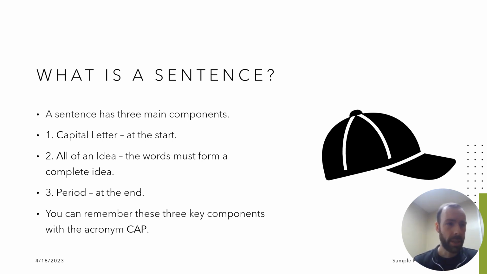The third and final thing we want to do is we want to put a period at the end of our sentence. This is just a piece of punctuation. It's a dot, and it comes at the end of our sentence to show us that the thought is done. It is finished. So I like to remember these three components with the acronym CAP, C-A-P, as in a hat that we wear. The C stands for capital letter at the start, A stands for all of an idea, and P stands for the period that comes at the end.